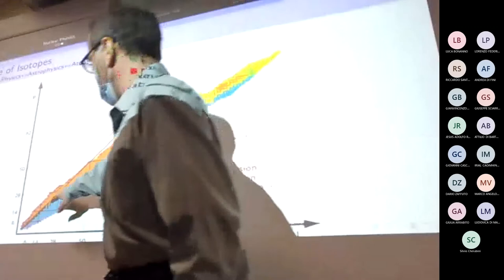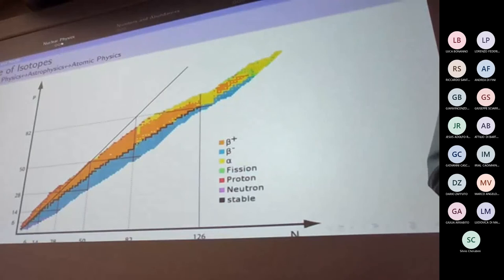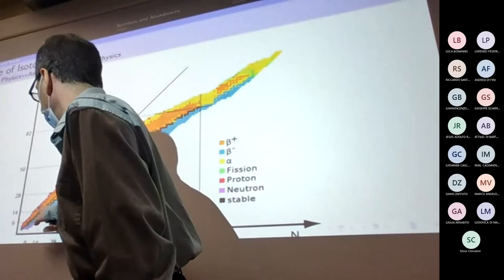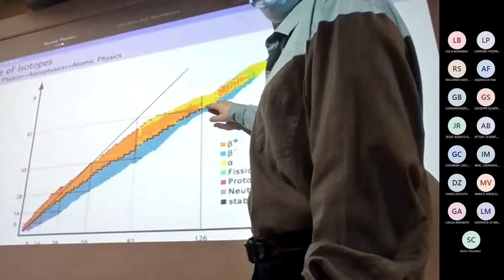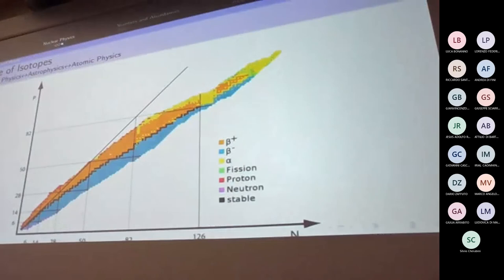This is a line where N is equal to Z. Number of neutrons equals number of protons. So you can see carbon 12, 6 neutrons, 6 protons. Oxygen 16, 8 protons, 8 neutrons. But as we get to more heavy elements, what can we say about the number of protons and neutrons? More neutrons than protons. And why is that?